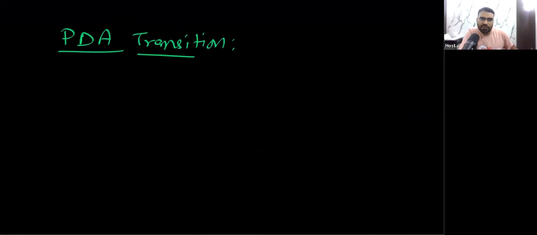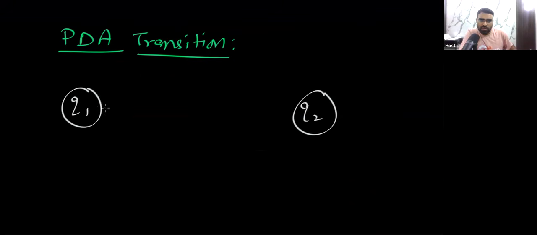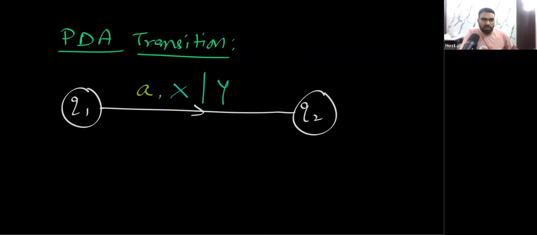In a PDA every transition is like this: you are in some state, maybe Q1, this is your current state, and this is your state Q2. In this current state, if you read a symbol on the input string, and you read this x on top of the stack, then you push this y on top of the stack. Is this clear? So very simple.